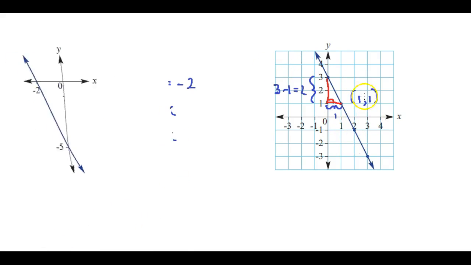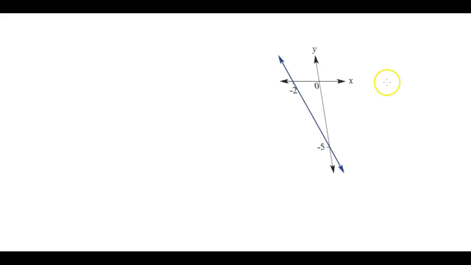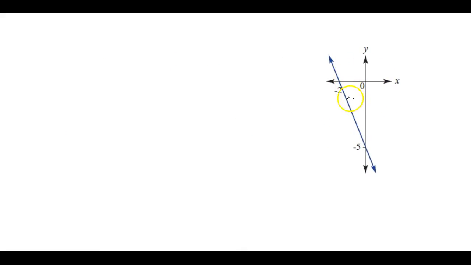We'll do one more example. So here is a graph of a straight line. Do I know its y-intercept? That's the x-intercept, that's not the one I want. The y-intercept is here. So a is equal to -5.